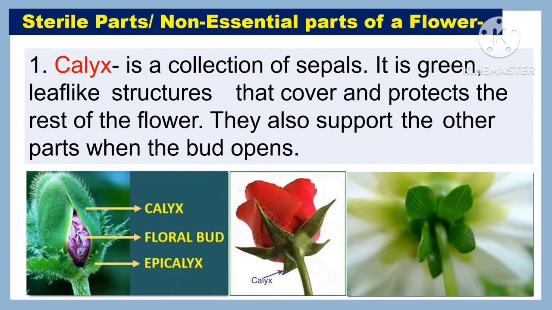The following are the sterile parts or the non-essential parts of the flower. The first one is the calyx. It is a collection of sepals. They are green leaf-like structures that cover and protect the rest of the flower. They also support the other parts when the bud opens.